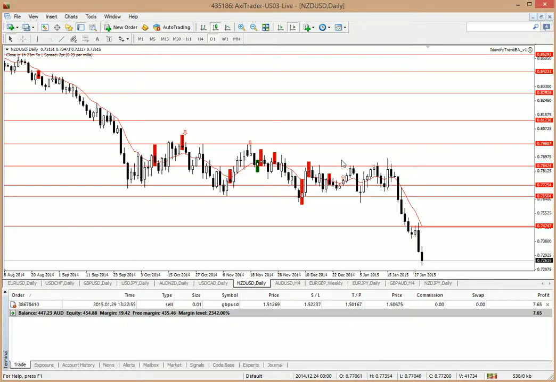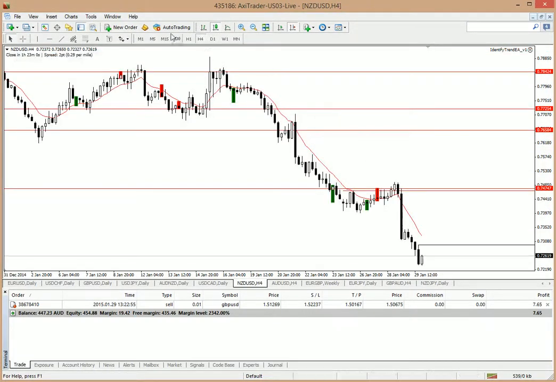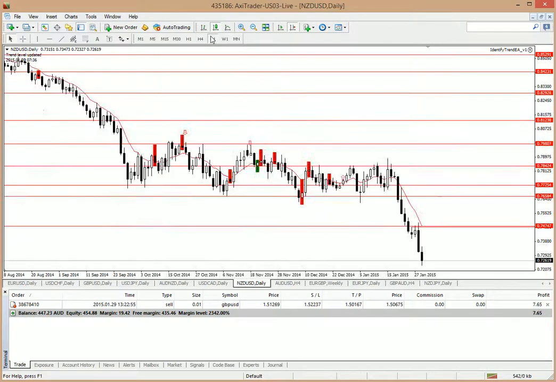New Zealand US dollar, so this one continues to drop. I think even at a 4 hourly level, it's just downhill from there. Probably should have traded it, did have an opportunity, but I was a bit late to the game.